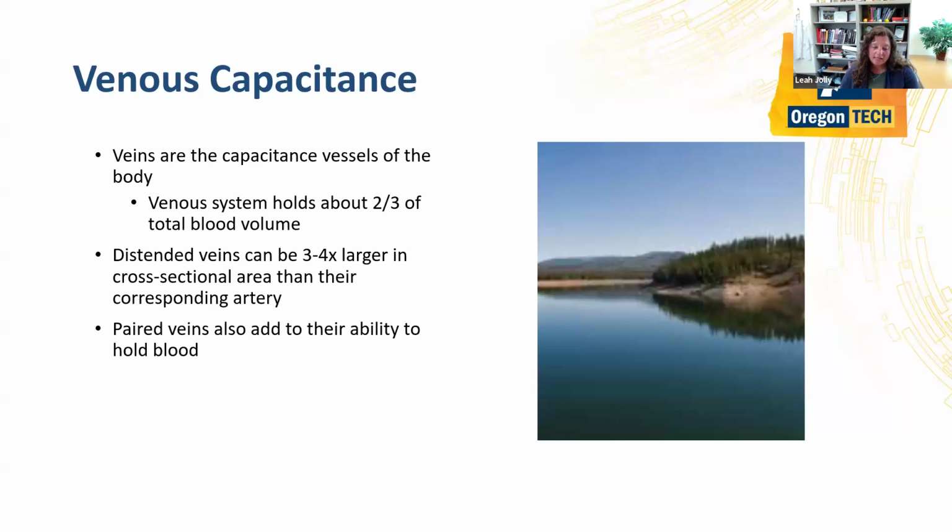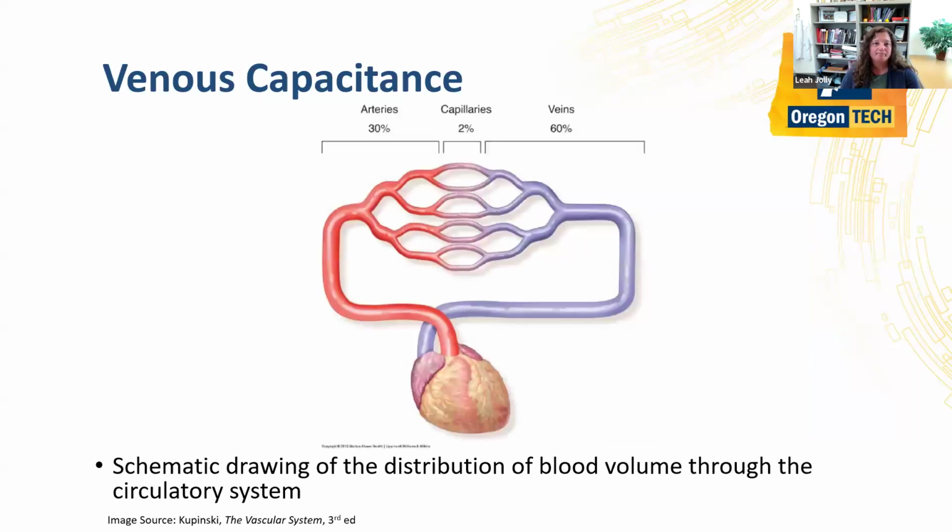We also have paired veins in the forearms and the calves, which add to the ability of our veins to hold more blood. So you can see here just how much blood is being contained in each type of vessel. So the arteries contain about 30%, capillaries at any given time about 2%, and the veins have closer to 60% of our blood volume.